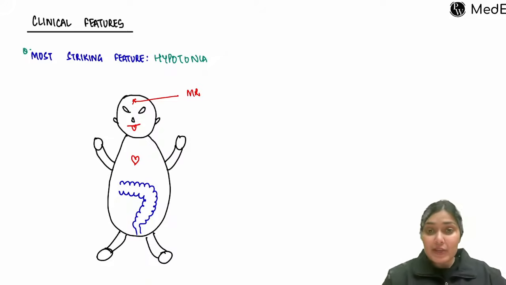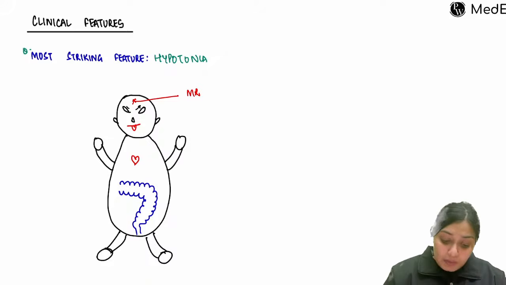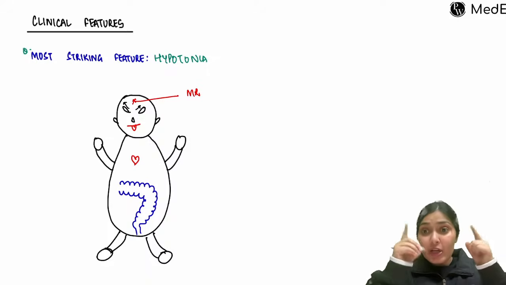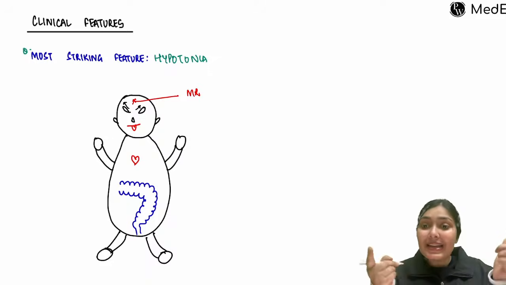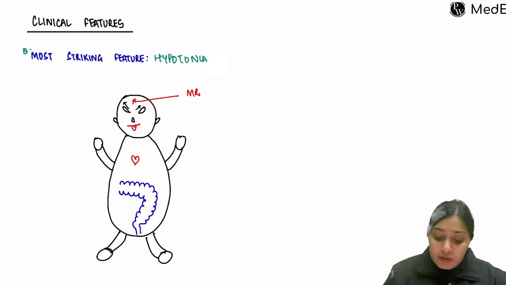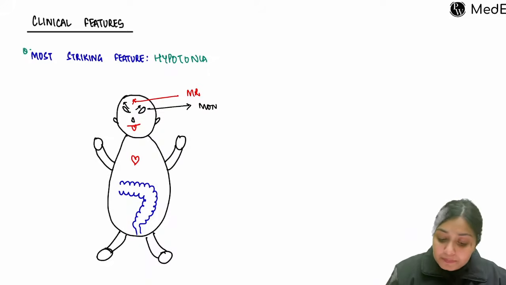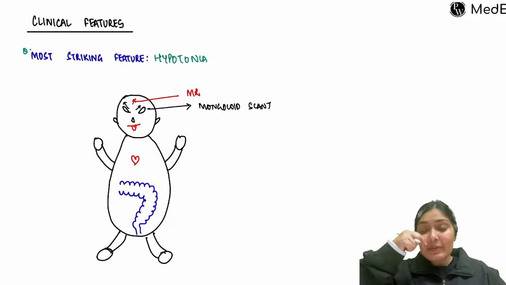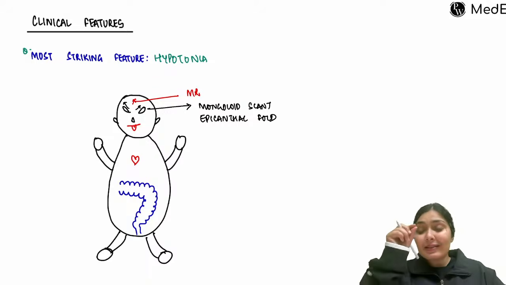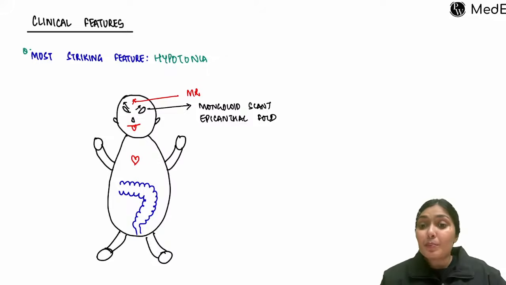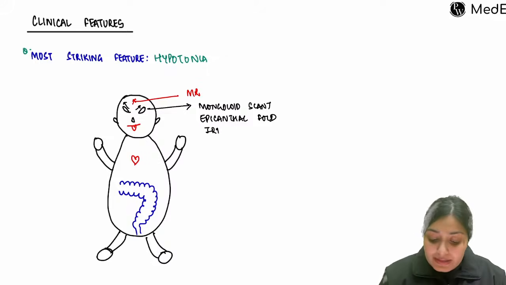Now let's look at the eyes. Can you see how I've made the eyes? The outer canthi of the eyes are pointing upwards. This pointing upwards is known as a mongoloid slant. If it is pointing downwards, it is an anti-mongoloid slant. Also, the upper lid makes a fold. This is known as an epicanthal fold. Also, you can see certain spots in the iris. These spots are known as Brushfield spots.